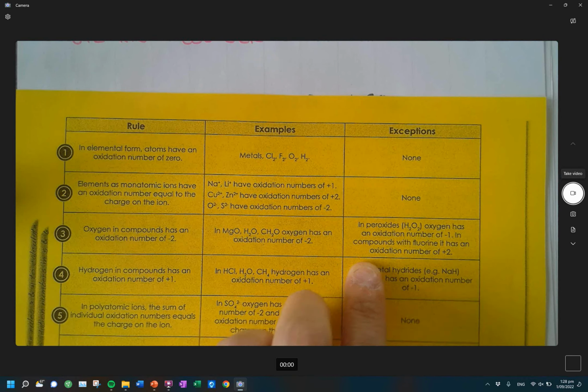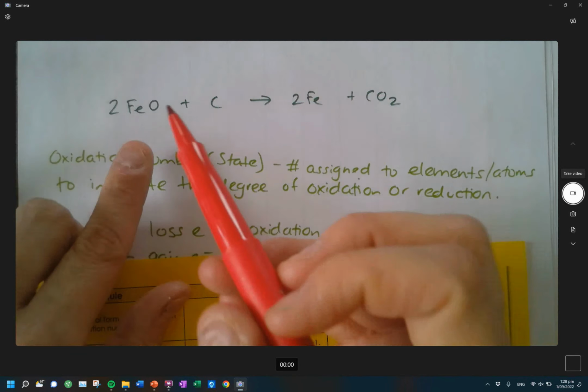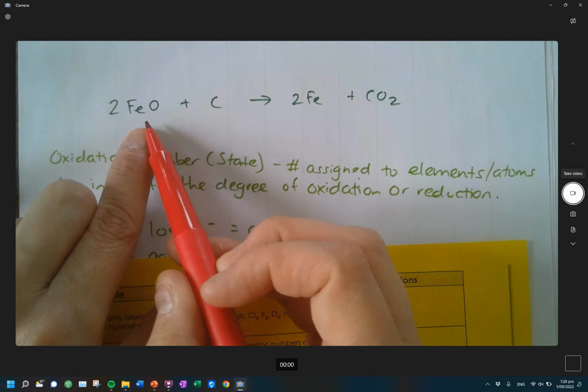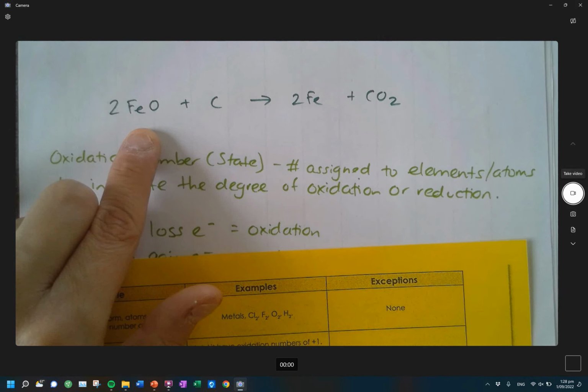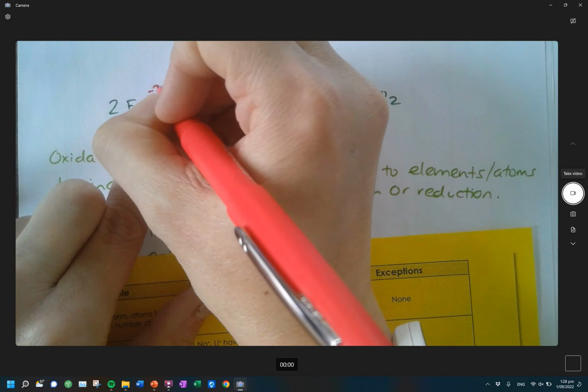So when I look at this equation, oxygen here, is that in a compound? Yes, it is. Iron oxide. Is that compound hydrogen peroxide? No, because I said iron oxide. So this oxidation number is -2.